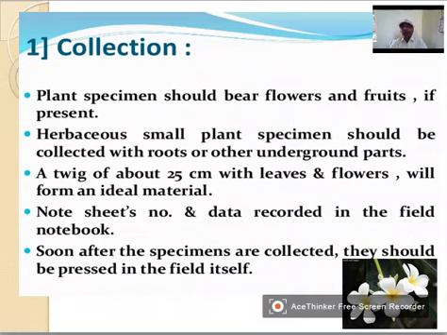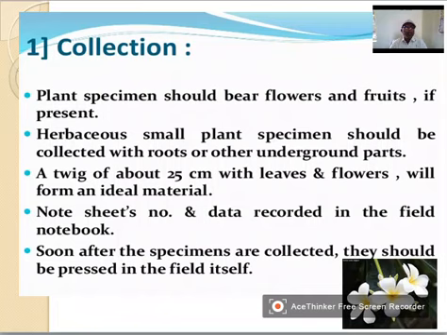A plant specimen should bear flowers and fruits if present. Herbaceous small plant specimens should be collected with roots or other underground parts. A twig of about 25 cm with the leaves and flowers will form an ideal material for herbarium. Note sheets, number, and data are recorded in the field notebook. Soon after the specimens are collected, they should be pressed in the field itself.